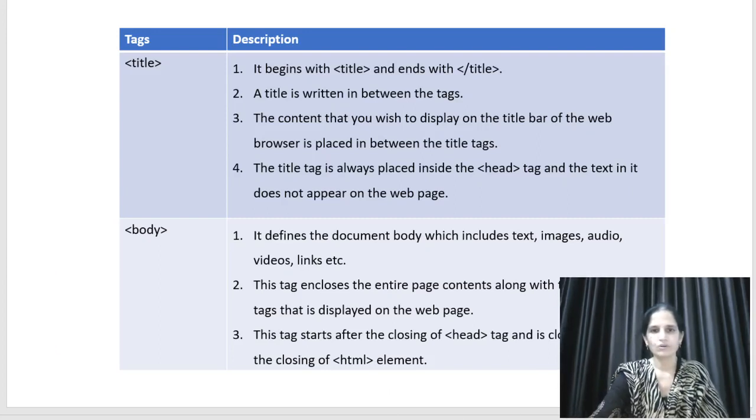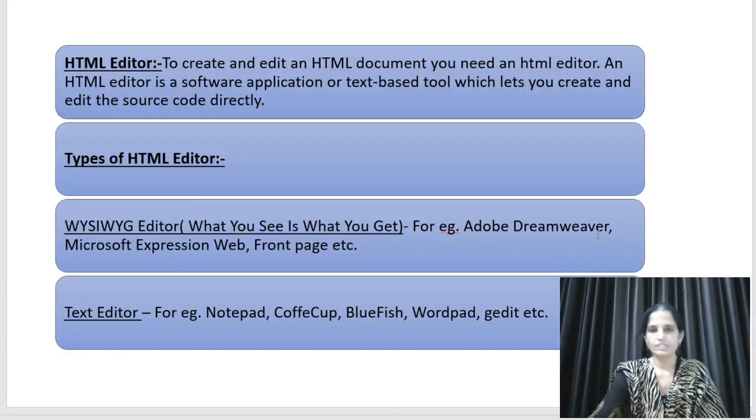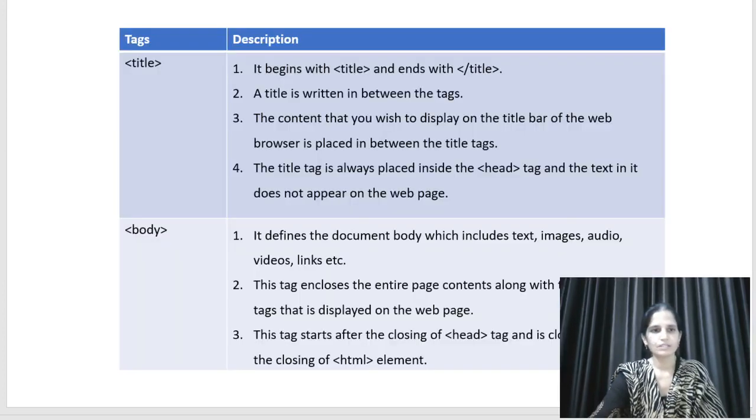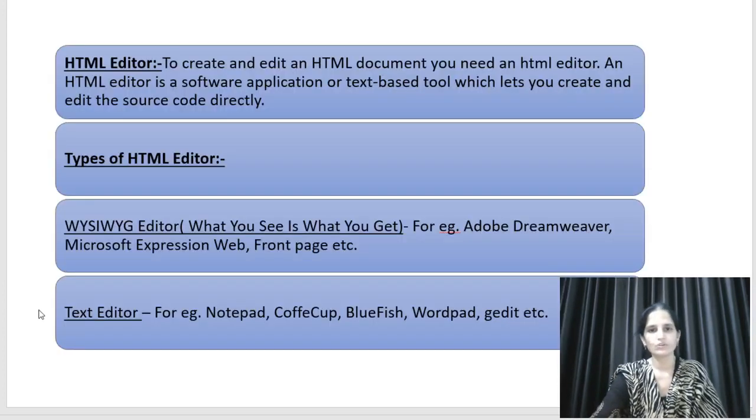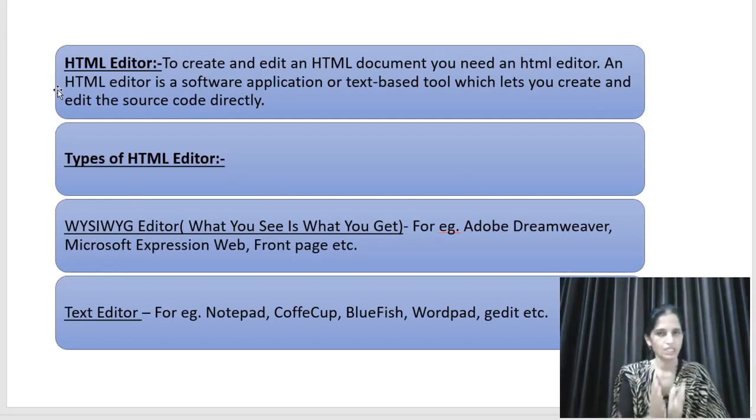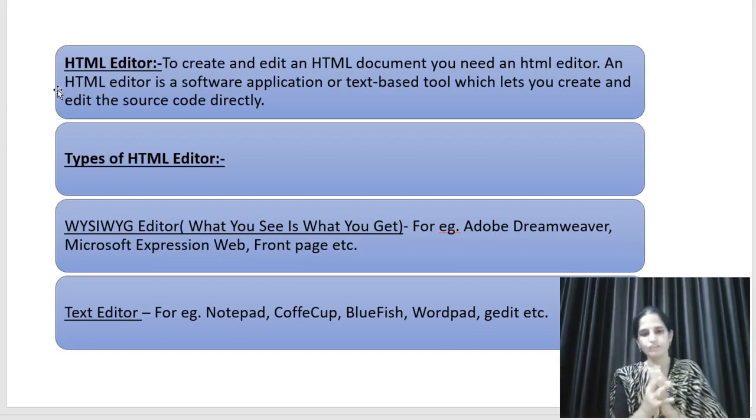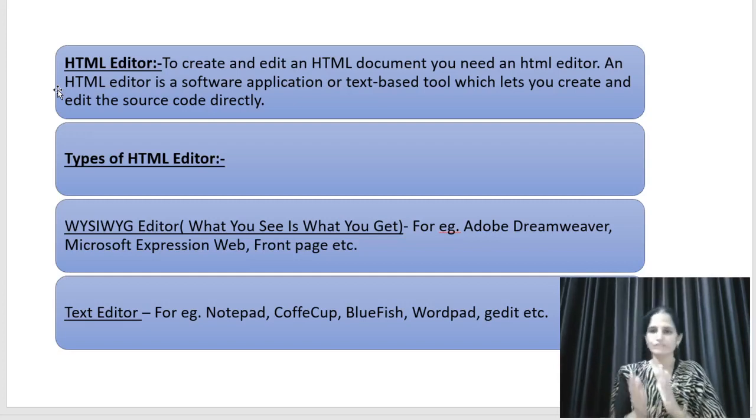Now this is your basic structure of HTML. Now we are talking about the HTML editor. What do you mean by the editor? Editor means, to create and edit an HTML document, you need an HTML editor. When you write, when you modify, when you edit your web document, you need an HTML editor. An HTML editor is a software application or text-based tool which lets you create and edit the source code directly.